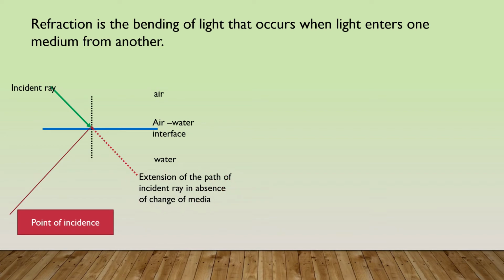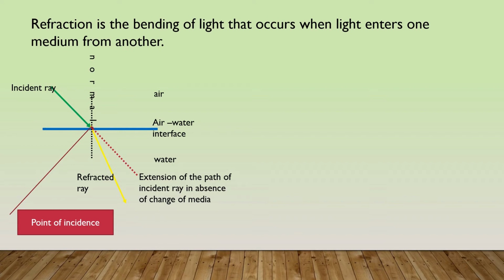Now we'll draw this line which is perpendicular to the interface, and all of you must be knowing that it is called the normal. Since there is a change of media, the incident ray will change its path. There will be a deviation, and that deviated ray will be called the refracted ray. So these are the normal terms that we come across when we are studying about refraction.